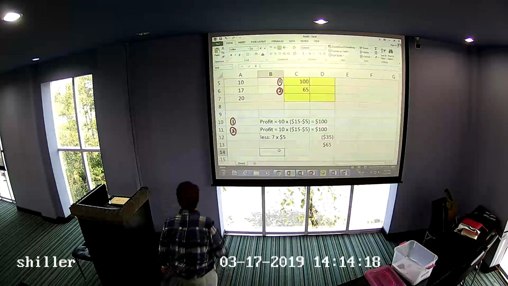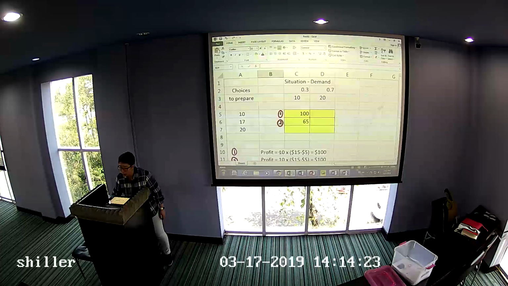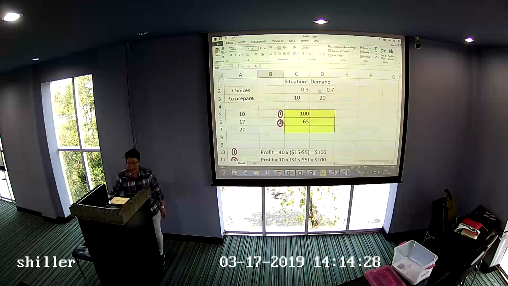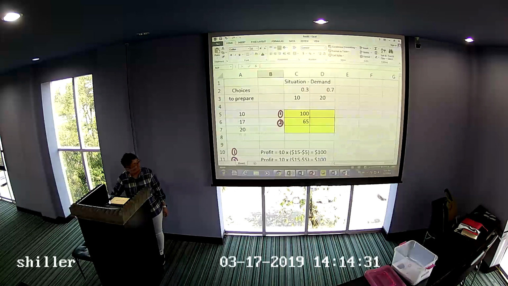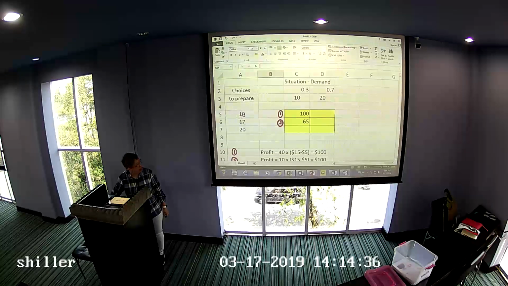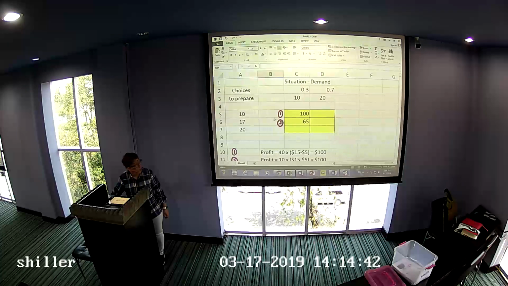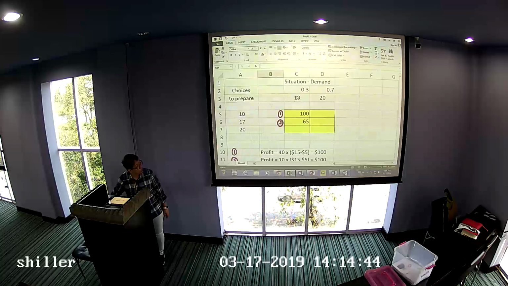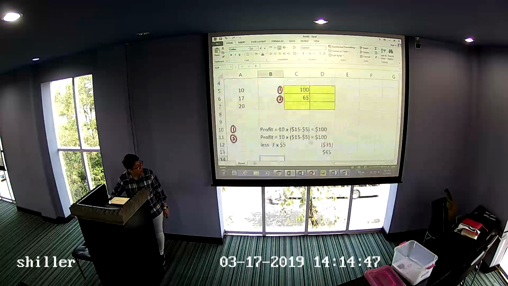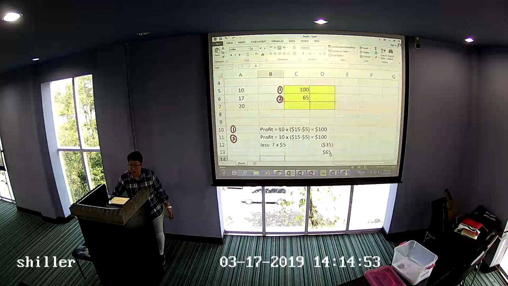Okay, again, look at the table. I will not leave you until you know this, because once you know all this, everything else is going to be easy. You see, the top says this is the demand. This on the left is what you prepared. So if you prepared 10 and you sold all the 10, you make a profit of 100. If you prepared 17 but only sold 10, you only make a profit of 65, because the 7 you were not able to sell. Somebody has to pay for the cost, correct?